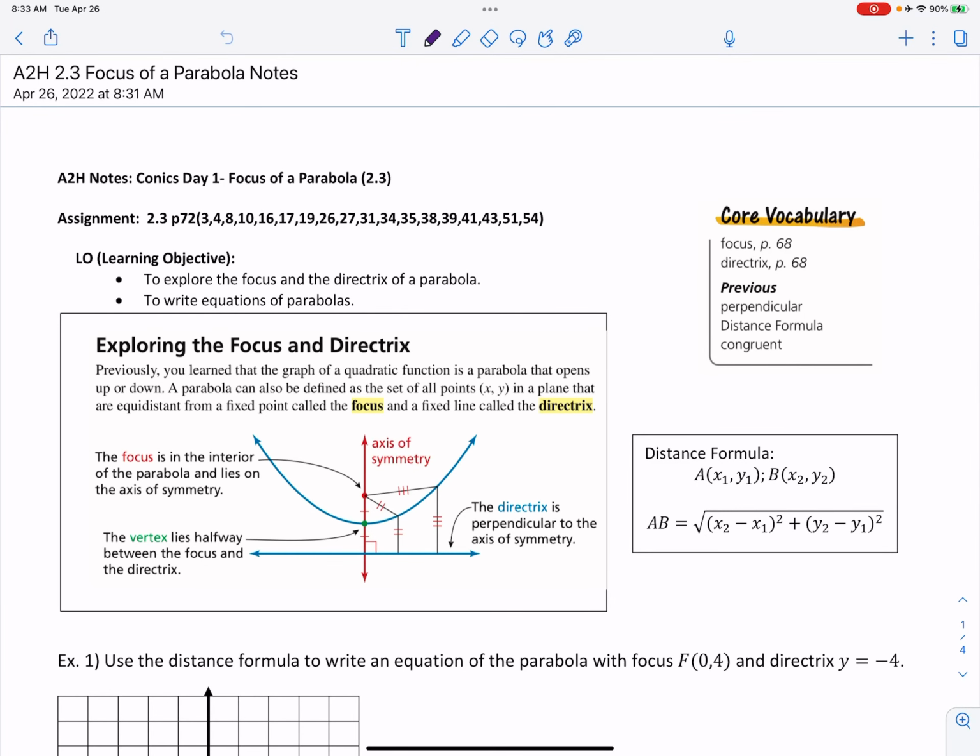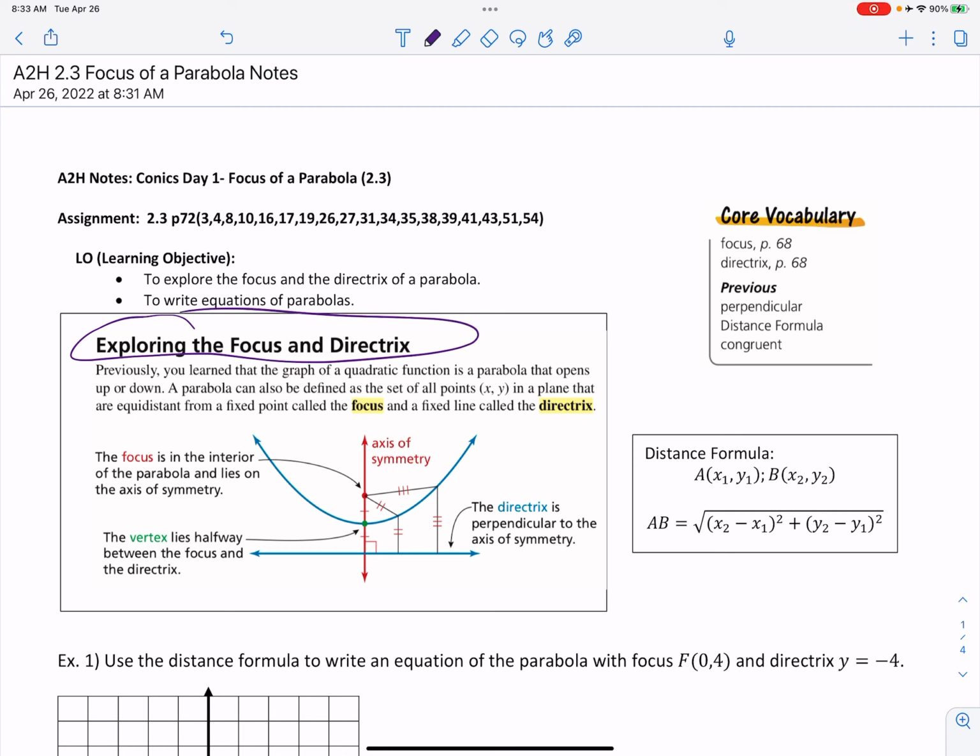Algebra 2 Honors. It's our first day of notes on conics. You've graphed parabolas before, but this is going to be based on the definition of a parabola, and that definition is talked about here in exploring the focus and the directrix.